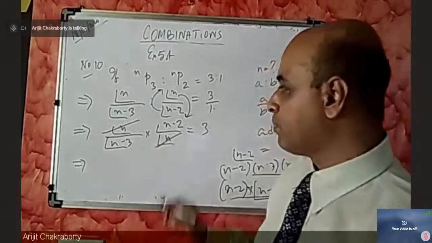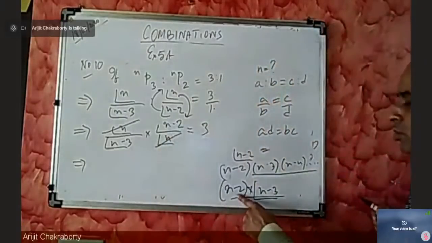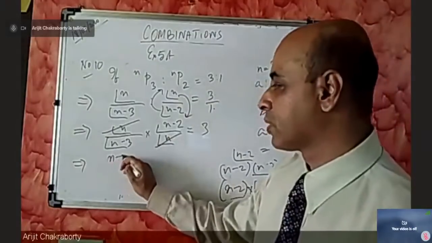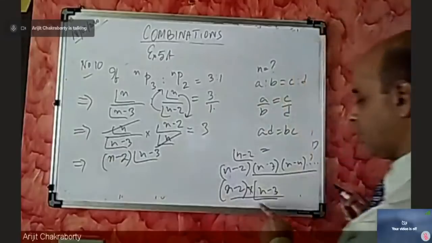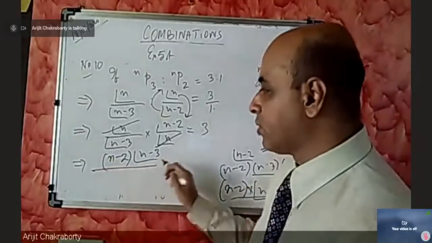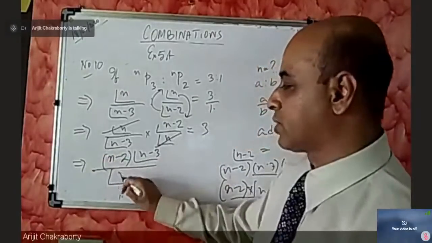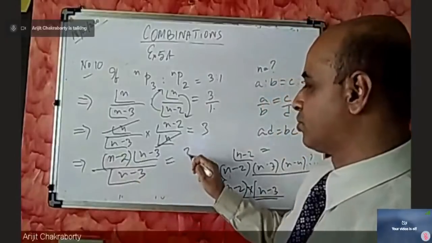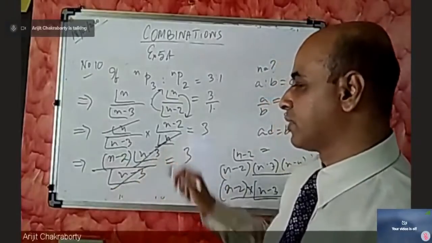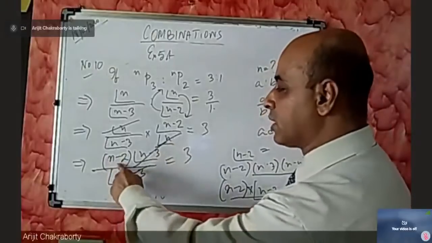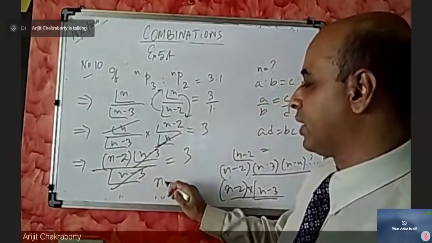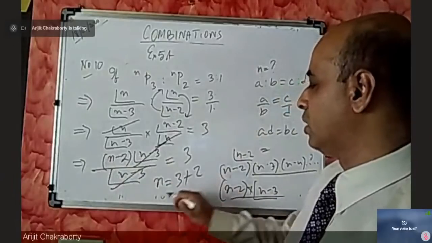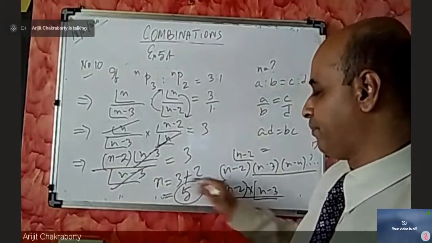So I'll break it up. In the numerator, I will put n minus 2 into factorial n minus 3. And in the denominator, we already have n minus 3 factorial. This is equal to 3. So this cancels with this, and you get n minus 2 equal to 3. If n minus 2 equals 3, then n is equal to 3 plus 2. That is, n is equal to 5.